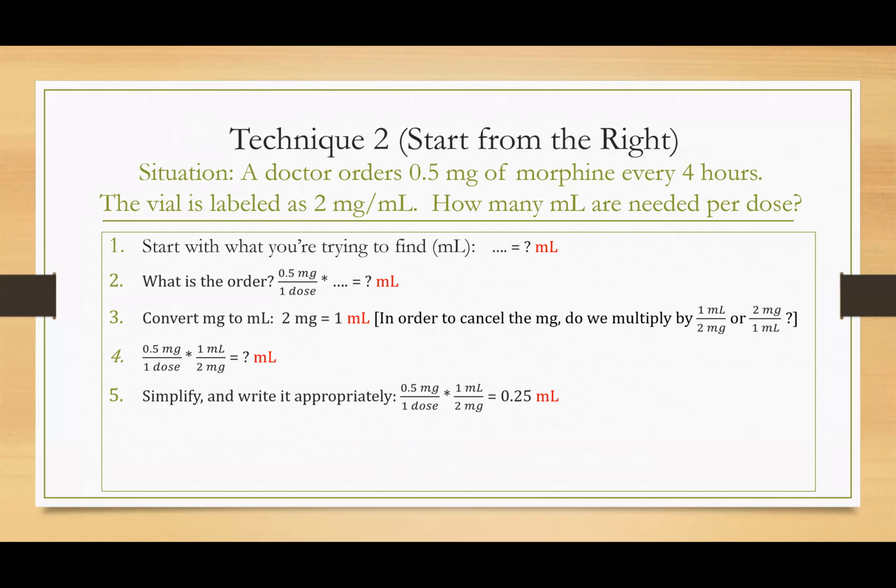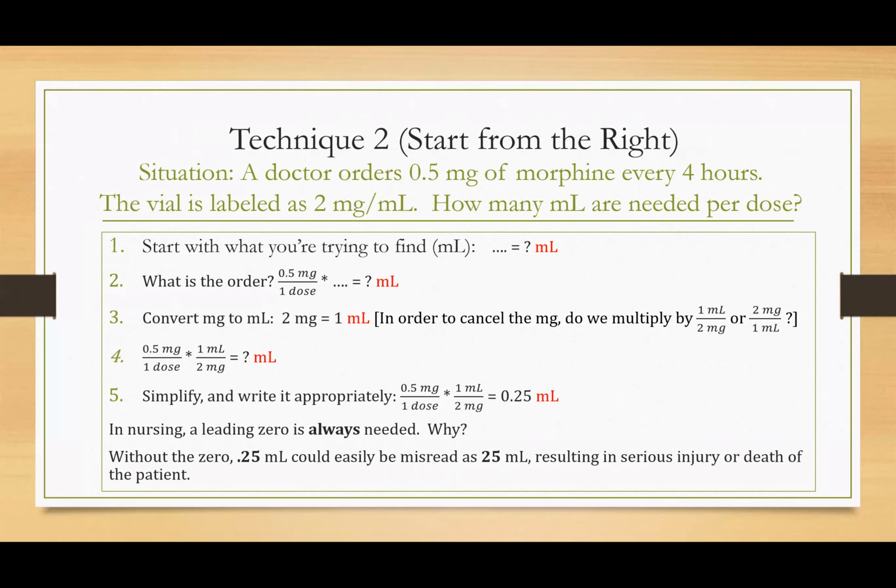Now, this is answered properly. It has a leading 0, which is needed. Why is that needed? Think about without the 0. Without the 0, it would be .25 milliliters, and that little point can be very easily misread or missed, and it could be read as 25 milliliters, resulting in serious injury or death of the patient, and that is something we would not want to happen, of course.